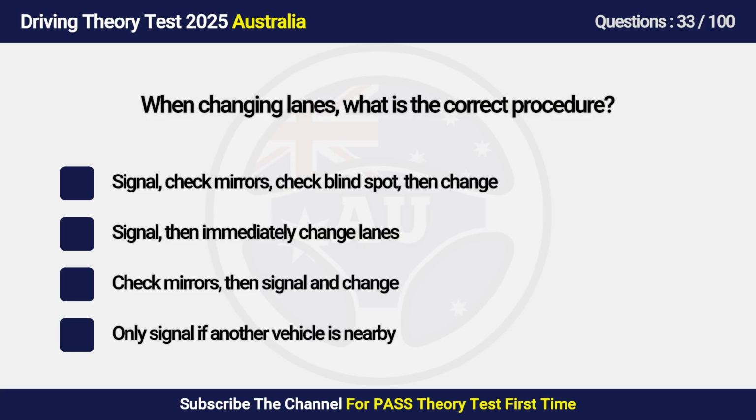A. Signal, check mirrors, check blind spot, then change. B. Signal, then immediately change lanes. C. Check mirrors, then signal and change. D. Only signal if another vehicle is nearby.